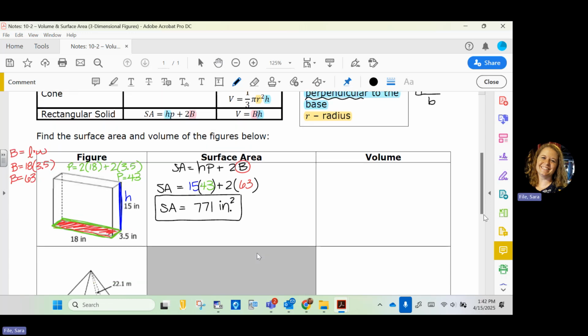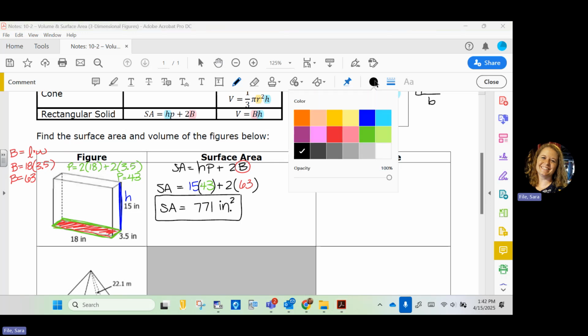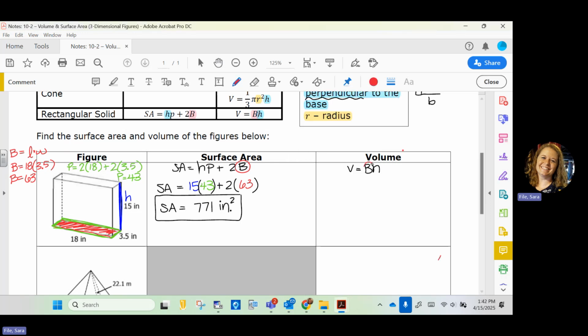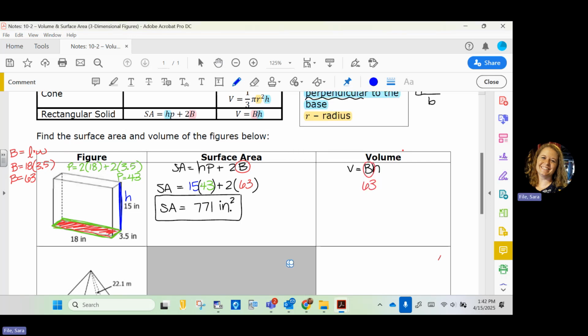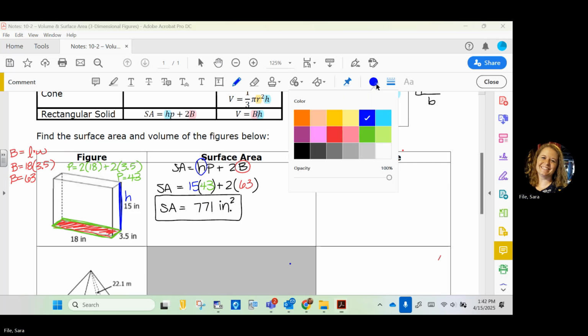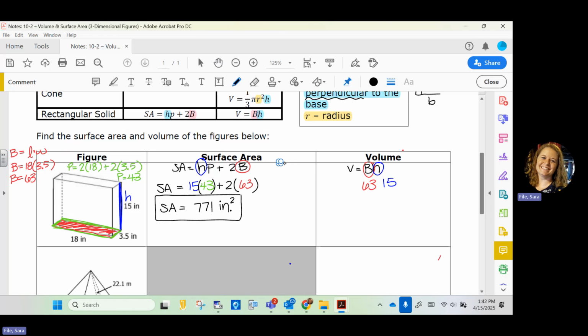All right, now volume is area of the base times the height. Well, we already calculated the area of the base to be 63, and we already calculated the height to be 15. So now we're just going to multiply those to get the volume. 63 times 15 is 945. So the volume is 945.